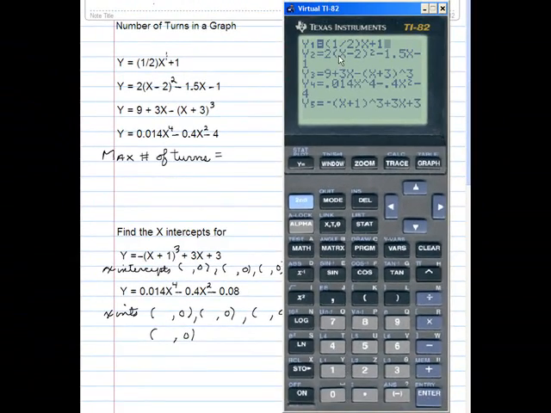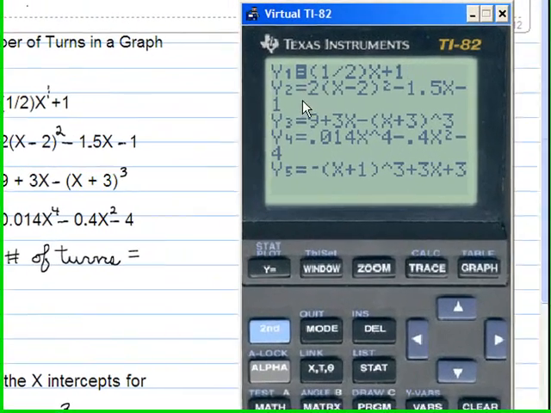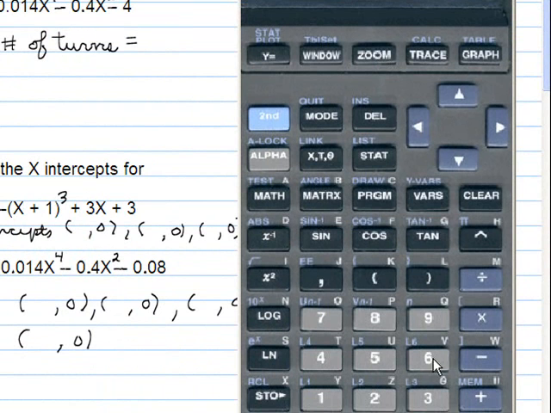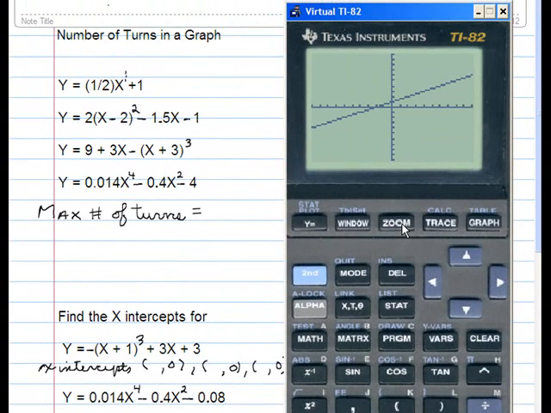Now, notice that the first equal sign is highlighted. The next three are not, so that means the calculator can see function number 1, but it can't see 2, 3, or 4. Now, to give me a quick graph, I'm just going to go zoom 6. That's going to give me a window of -10 to 10 on the x-axis and -10 to 10 on the y-axis. So zoom 6. And how many times does a degree 1 function turn? It never turned. A degree 1 function has 0 turns.